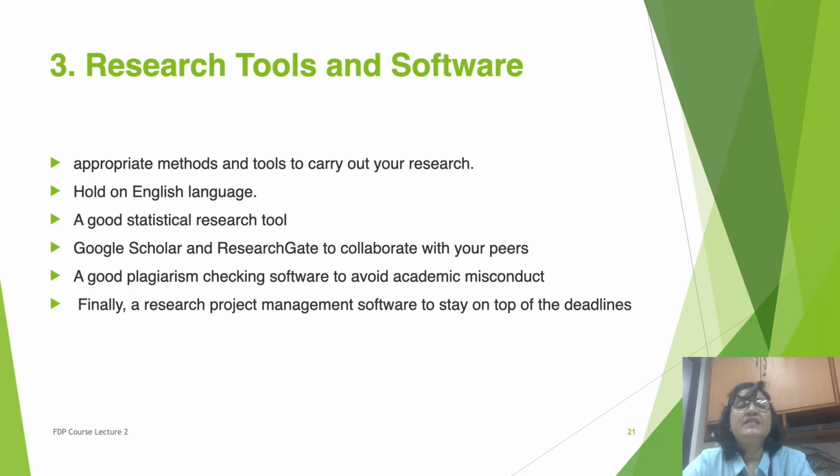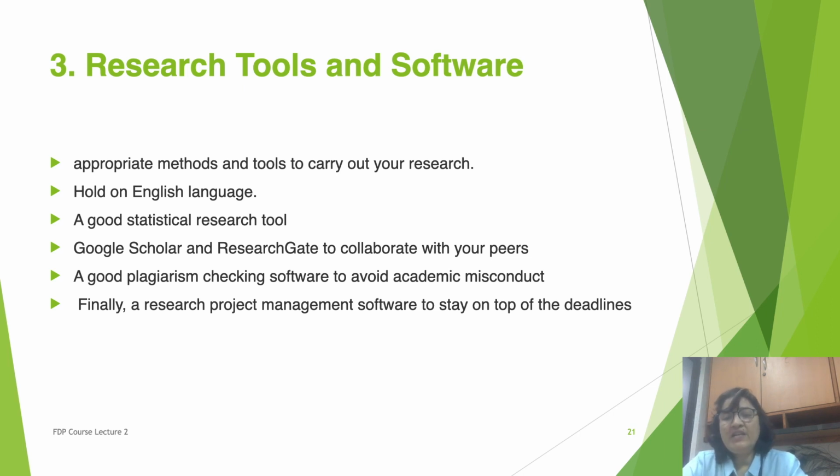Okay, so next is the third topic, that is research tools and software. So why are research tools and software needed? When we have appropriate methods and tools to carry out your research, you can minimize your time, right? So for that you need to have a good hold on English, a good statistical research tool, then Google Scholar or ResearchGate to collaborate with peers, a good plagiarism checker, and project management. So these are very important, right?